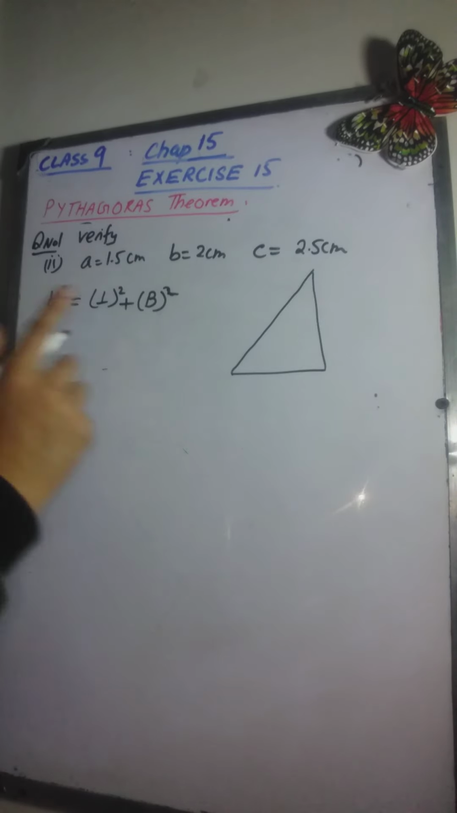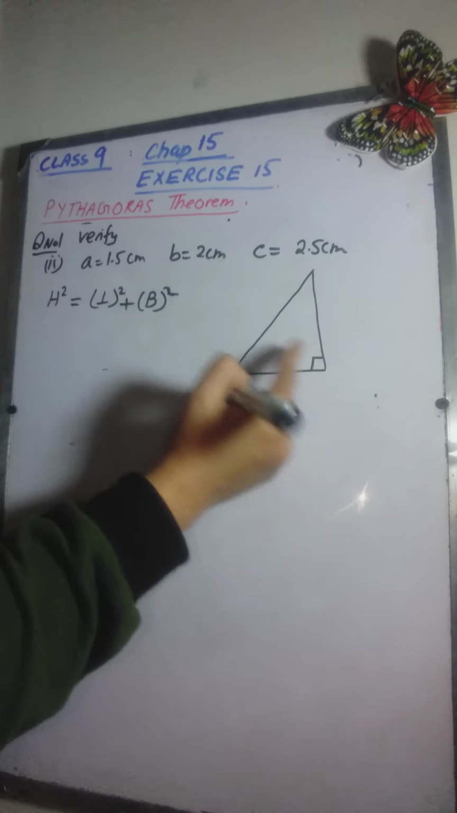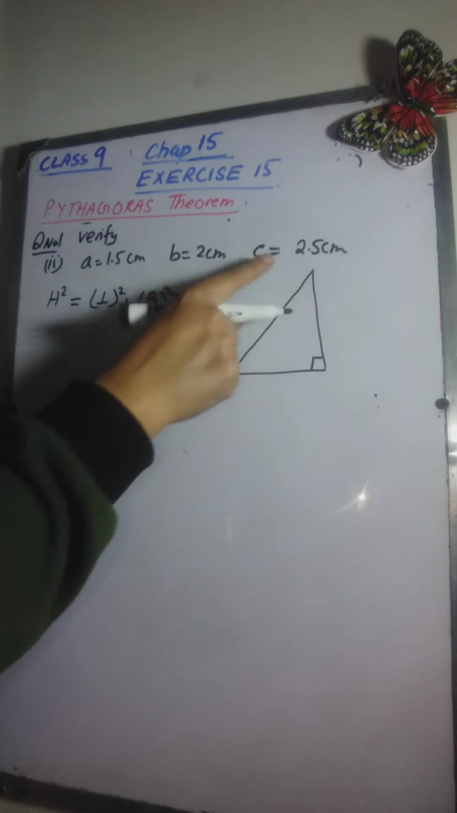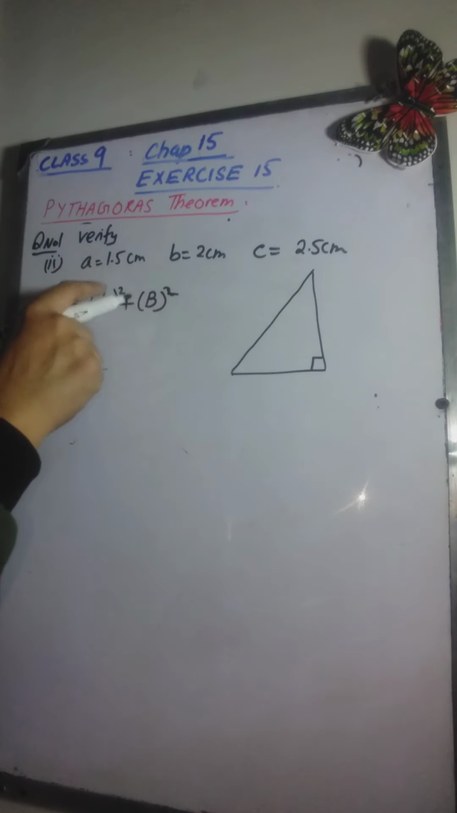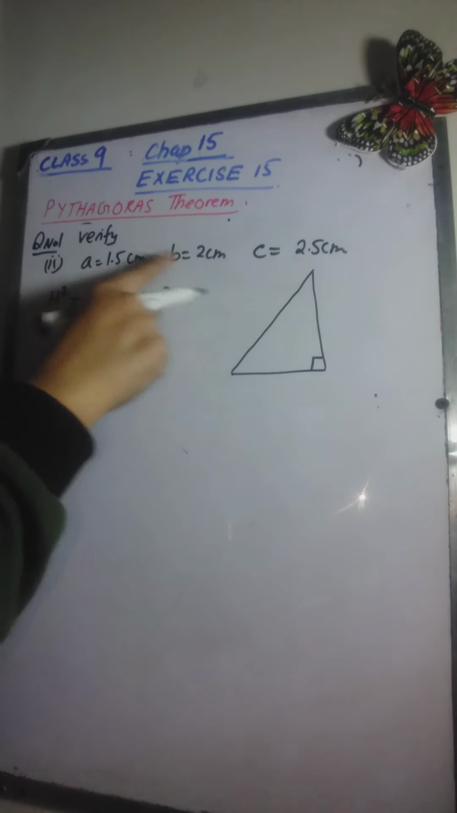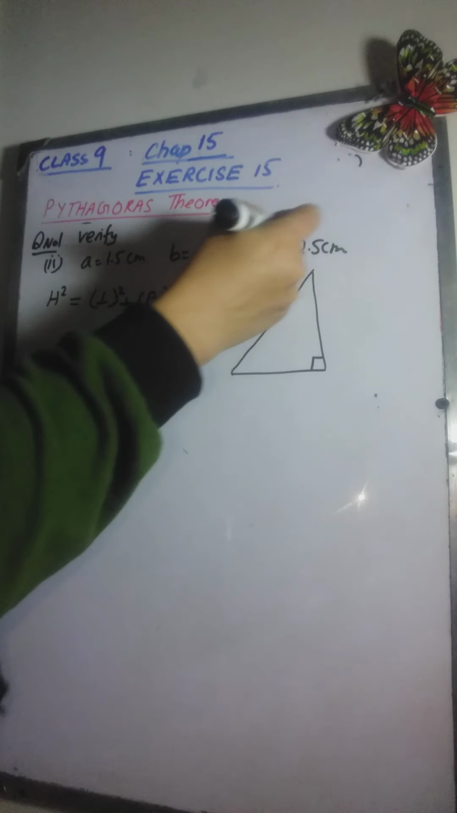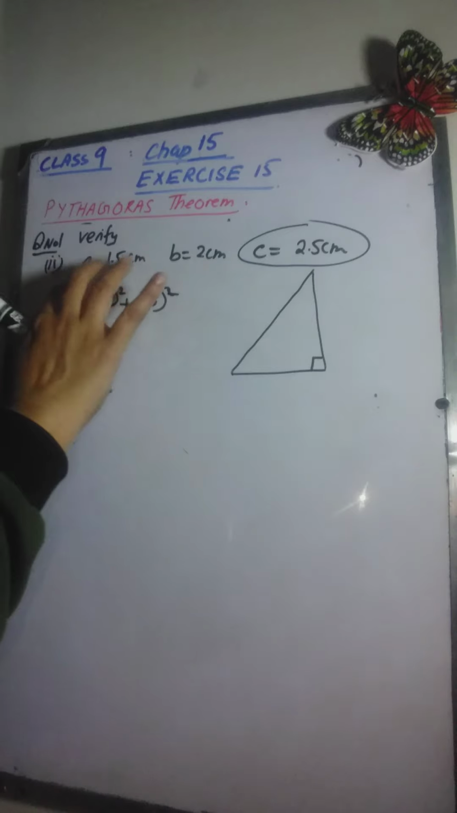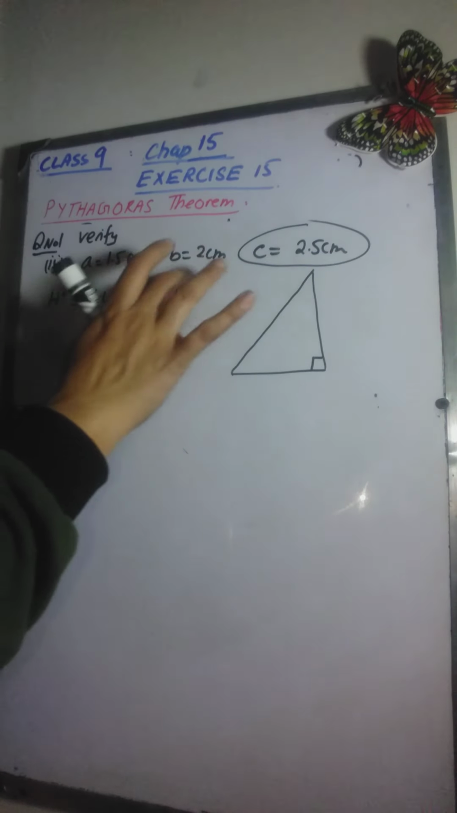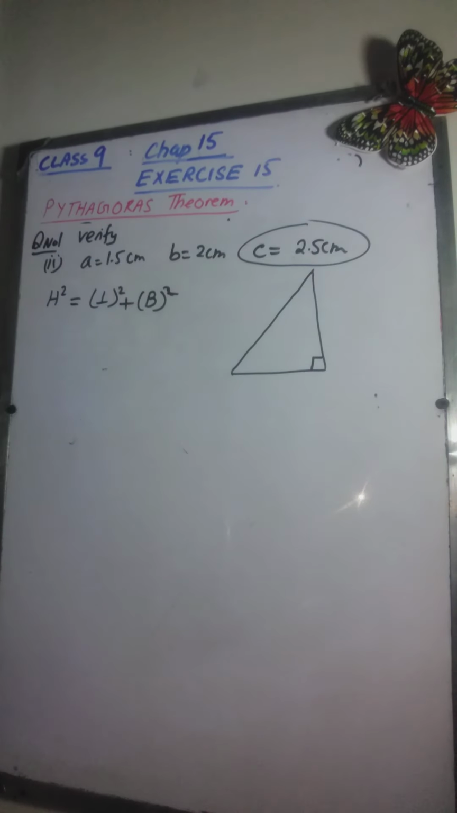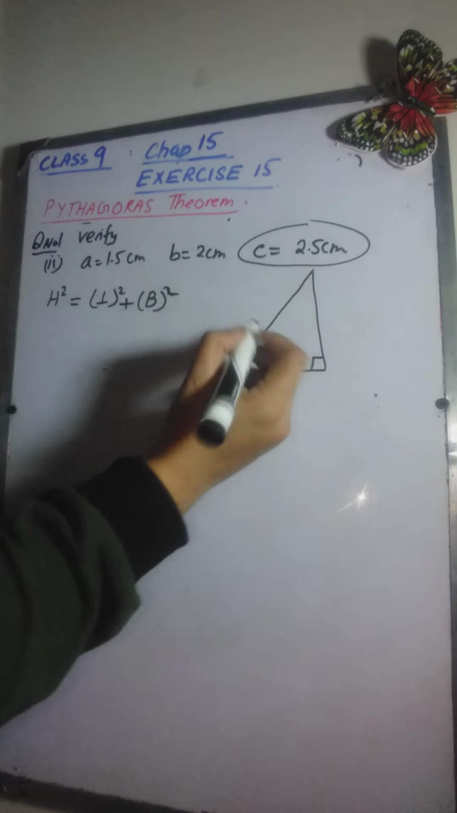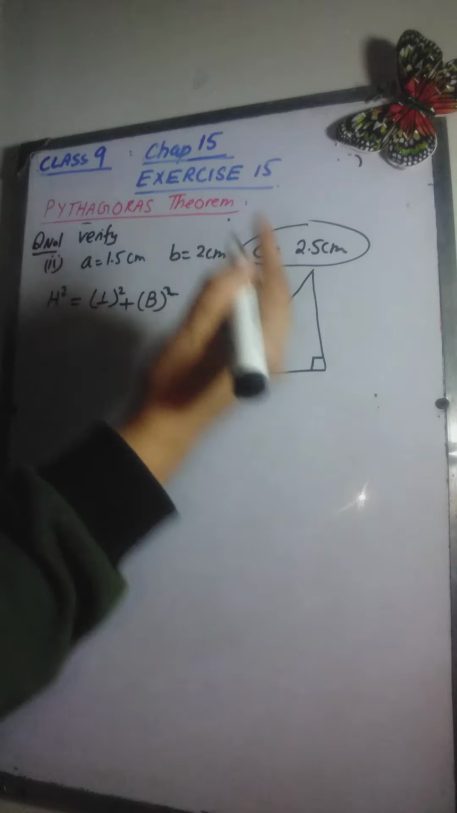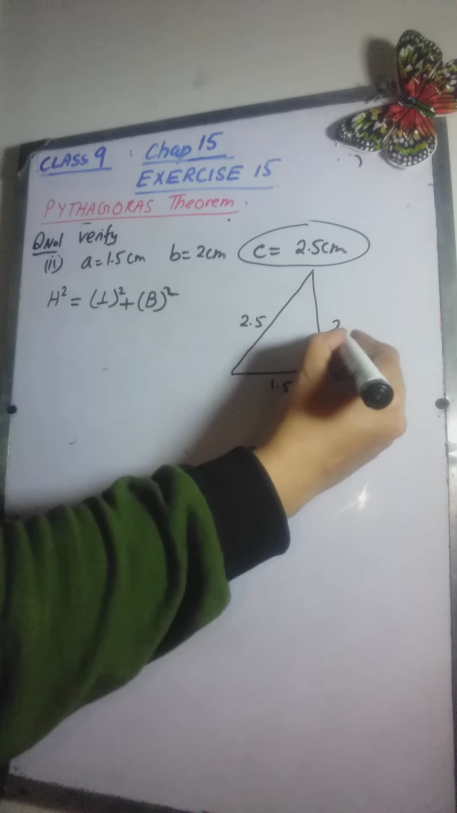Now always remember that the hypotenuse is the side which is opposite to 90 degrees, and its measurement will be the greatest of the 3 sides. So if you have measurements 1.5, 2 and 2.5, we know that the length 2.5 is the longest of the 3 sides, so this will be the hypotenuse. Hypotenuse will be 2.5, and the remaining two can be taken as base and altitude.